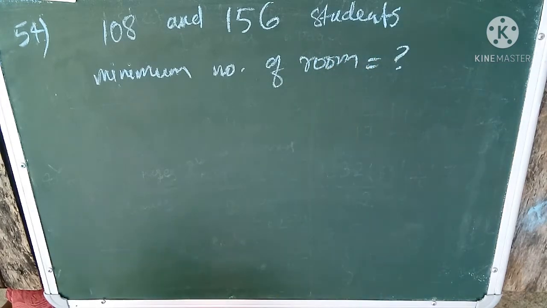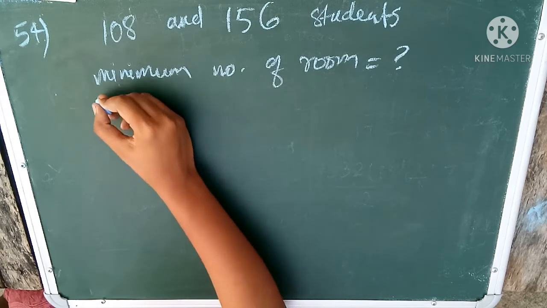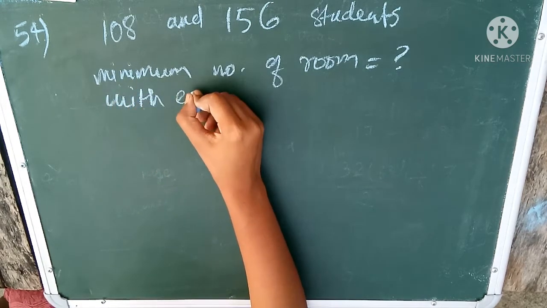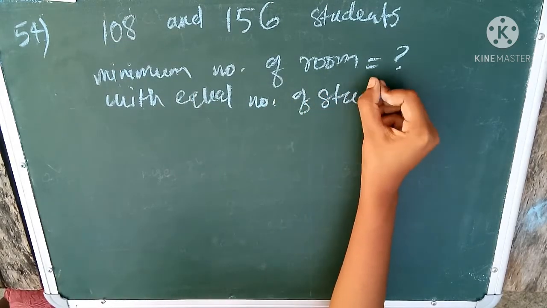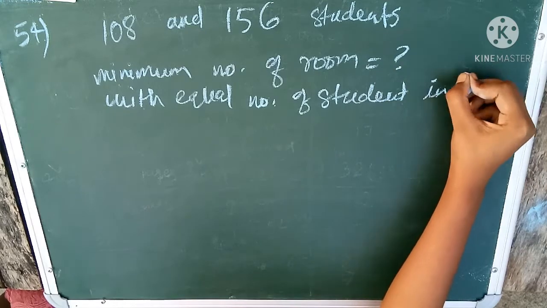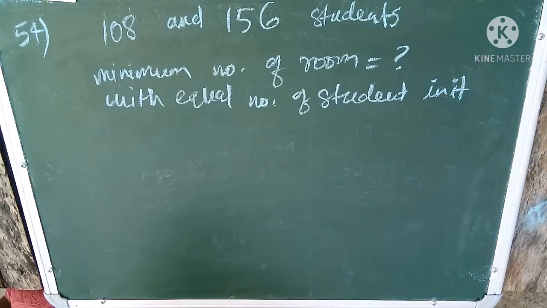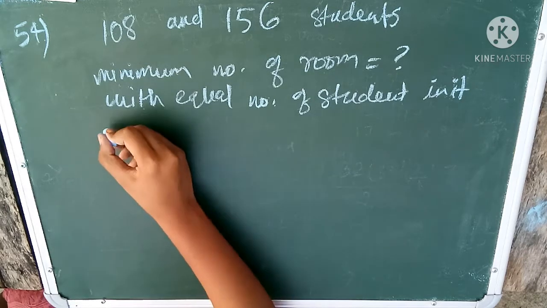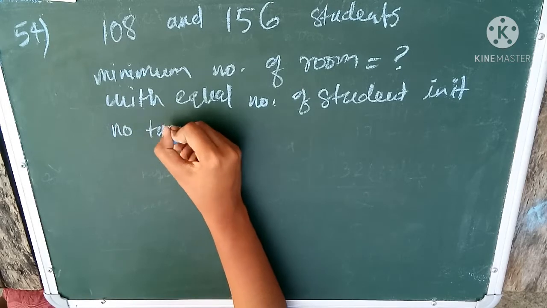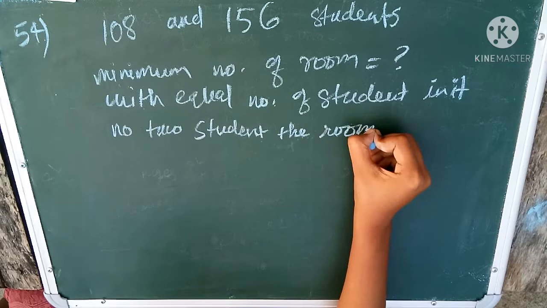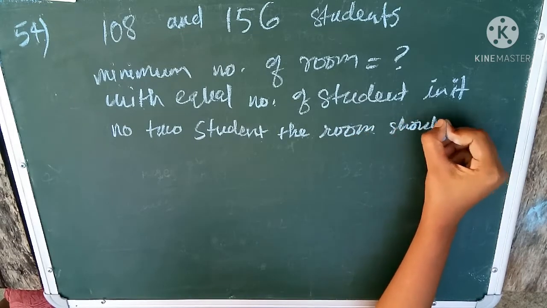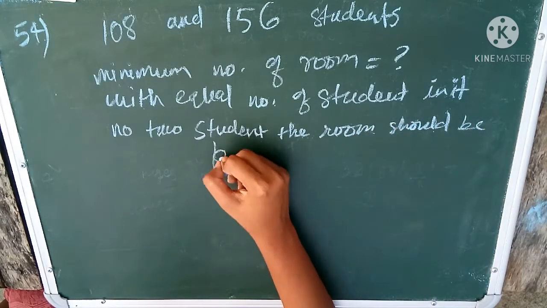For the students, all the rooms should have an equal number of students in them. And thirdly, no two students in the room should be from different groups.